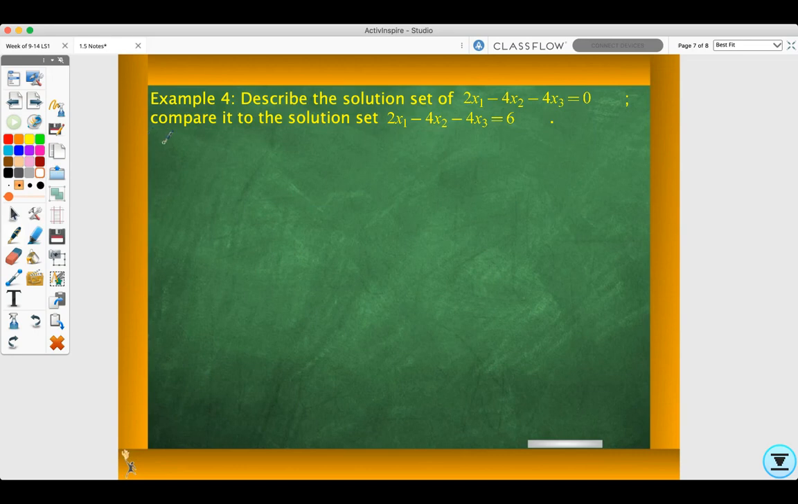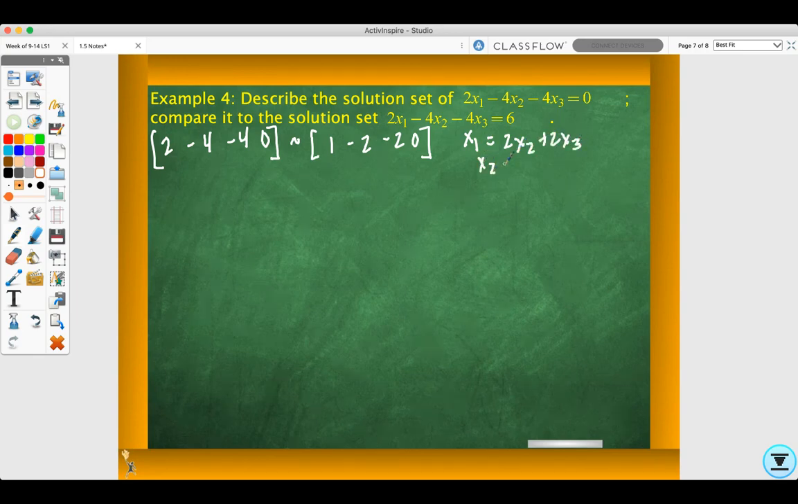So let's go ahead and have our augmented matrix. So our corresponding augmented matrix would be 2, negative 4, negative 4, 0. And what we can do is halve all of this, and we would get 1, negative 2, negative 2, 0. So we would have x1 equals 2x2 plus 2x3. x2 is free, and x3 is free.